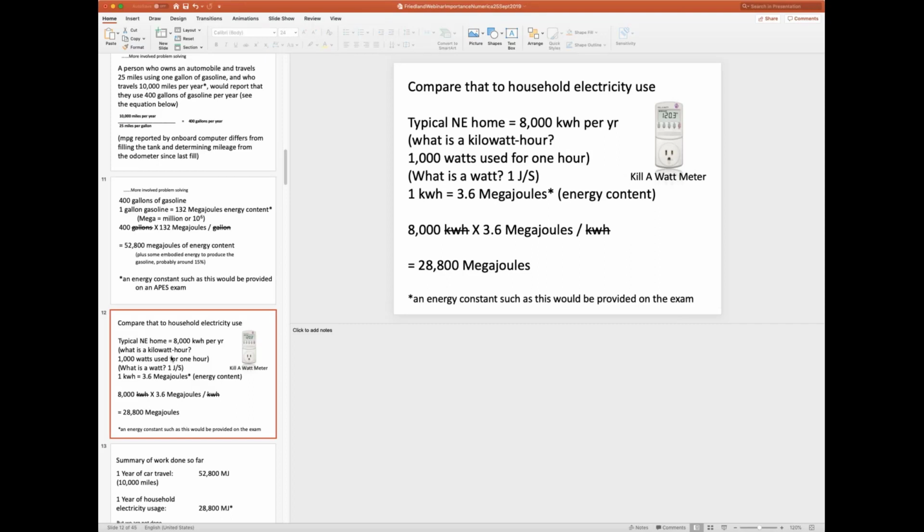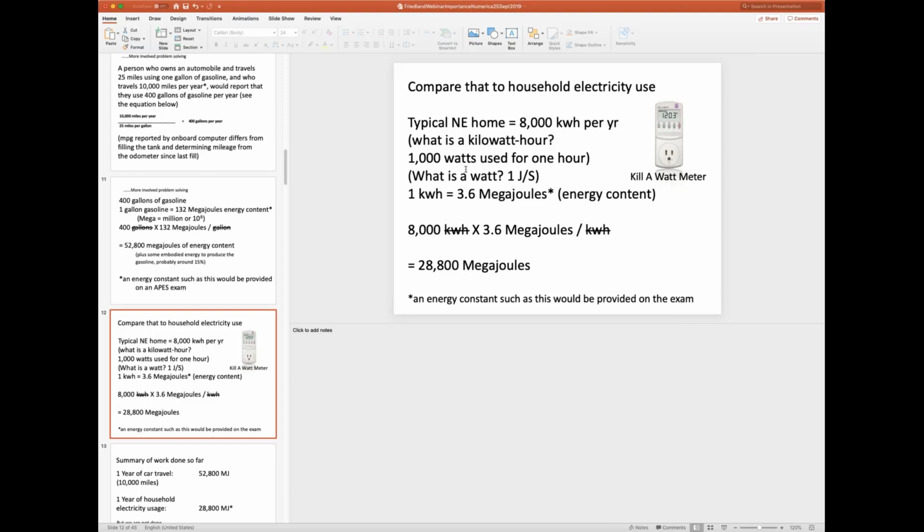Again, this is a typical northeastern home, 8,000 kilowatt hours per year, and there are homes, say, in the southeastern or southern United States where air conditioning is used, and you might see a lot more usage. Maybe an average home is 12 or 14,000 kilowatt hours per year. What is a kilowatt hour? So 1,000 watts used for 1 hour is a kilowatt hour. What's a watt? A watt is a joule per second. And so a watt has a time component in it.